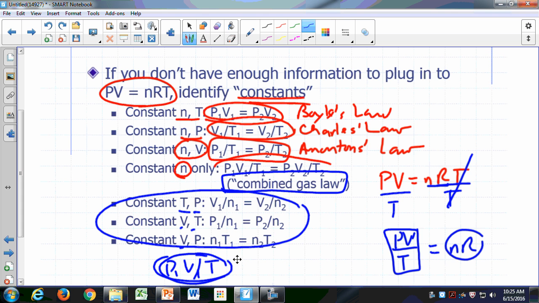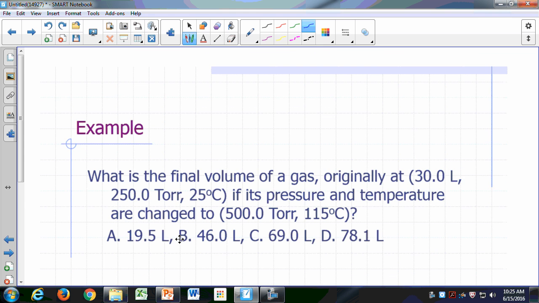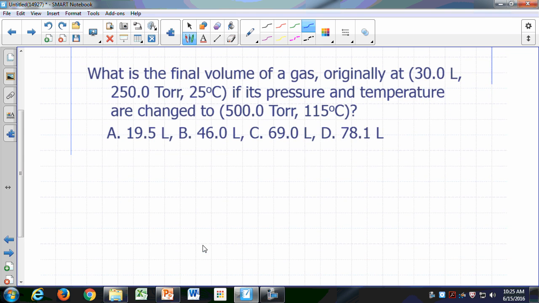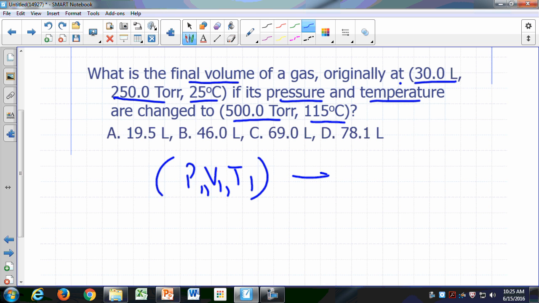But for now, let's take a look at an example of a problem that involves the combined gas law. Here's one. What's the final volume of the gas originally at 30 liters, 250 torr at 25 degrees Celsius, if its pressure and temperature are changed? So you're changing both pressure and temperature, and you're looking for the final volume. So you have P1, V1, and T1 originally, and you're changing it to P2, V2, and T2.